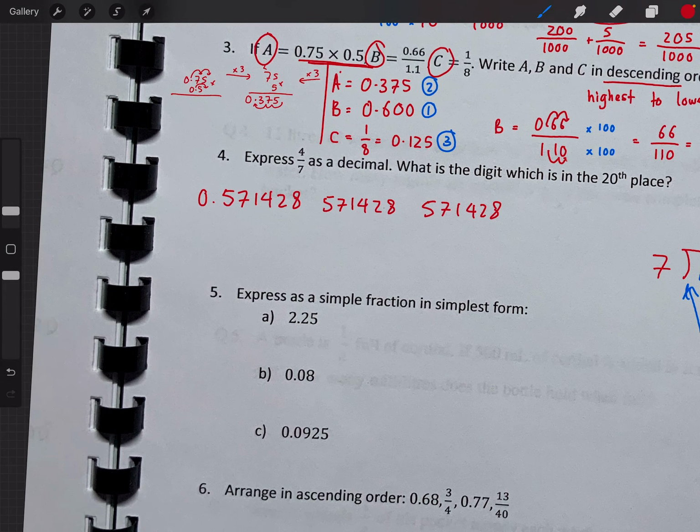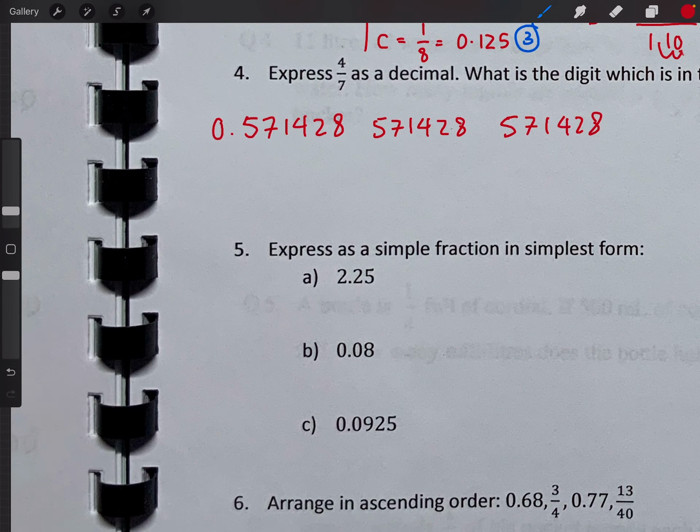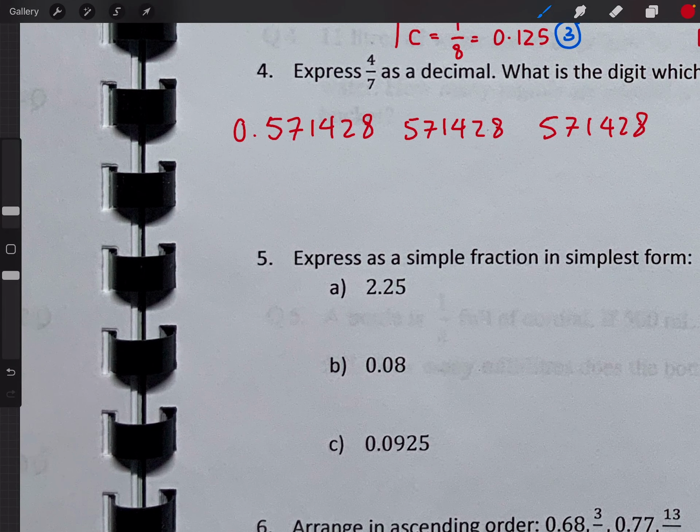Now we're not going to write all the decimals and count to 20 because that's going to take a long time. We're going to learn how to do it in a quick way. What if they change this number to 200? Are you going to sit there and write 200 digits and then count them? No, that's a waste of time. So we know that it repeats every 6 digits. This is the first, second, third, fourth, fifth, 6th digit, and this is the 7th, 8th, 9th, 10th, 11th, 12th digit.